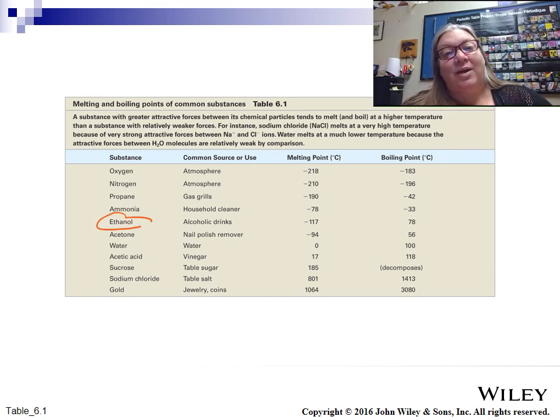Acetone is the same way. At room temperature, it's going to be a liquid because it's in between the melting and boiling temperatures. Then if we get up to something, say sucrose melts at 185 degrees C. That's well above room temperature. That means that sucrose is going to be a solid at room temperature. So kind of have an idea of being able to look at these different temperatures. In what phase is something going to be?